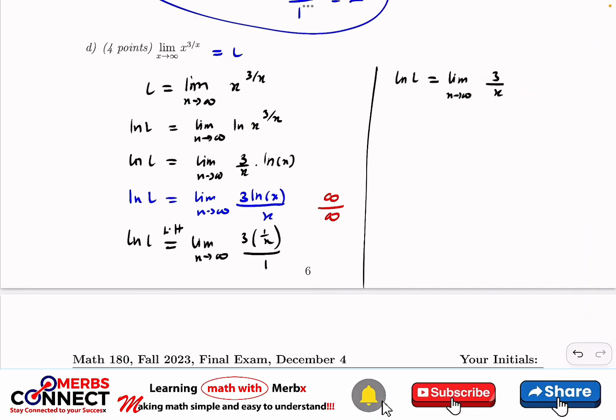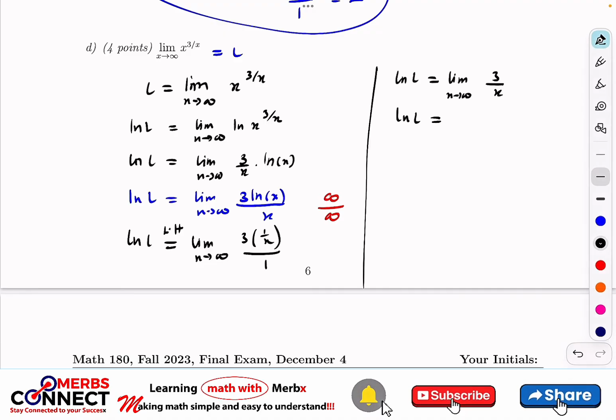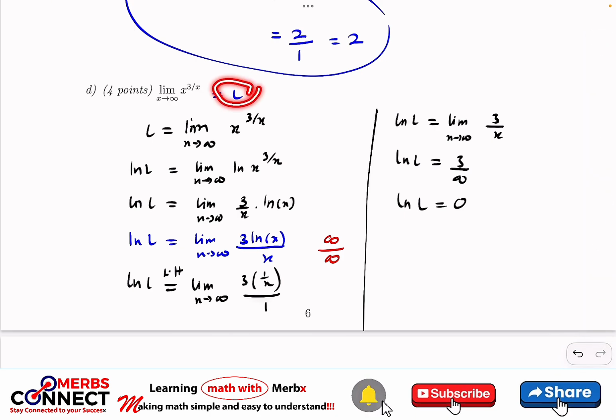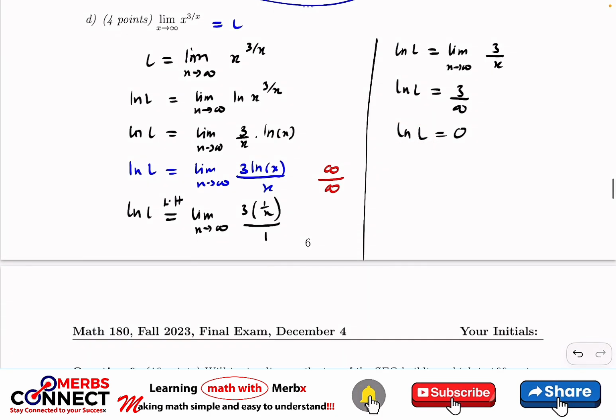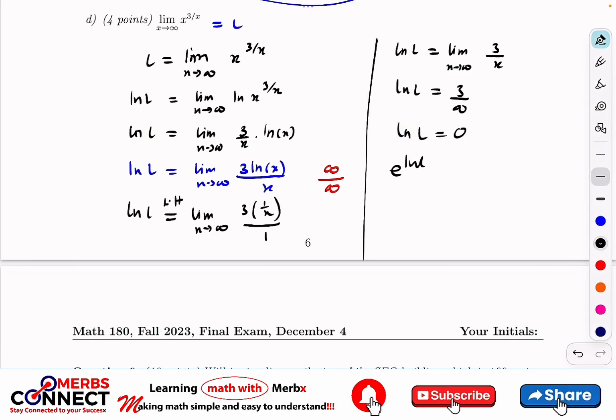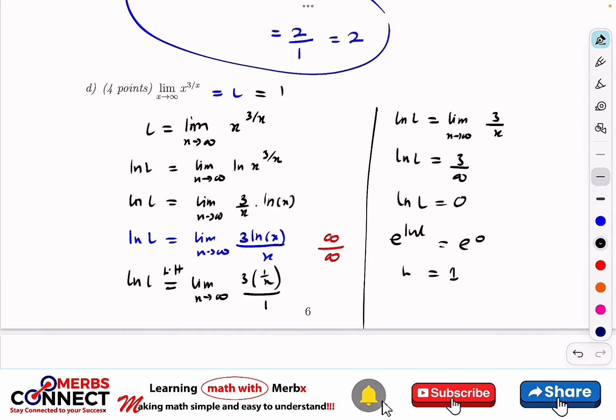Now we can try to plug in infinity to see what happens. So ln of L is equal to 3 divided by infinity, and this is equal to 0, because we have a small number divided by a big number. Then we said our function is equal to L, so we need to find L here. Since we have the natural log function, we need to apply the exponential function, and this gives L equal to 1. So the final result here is 1.